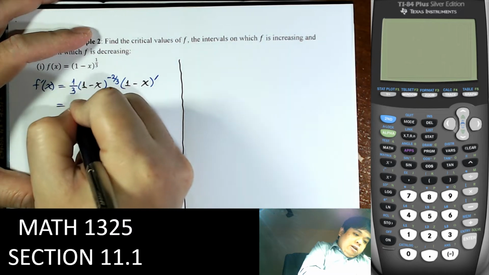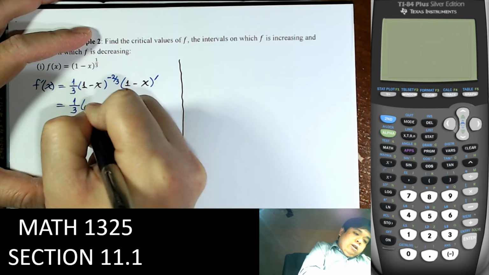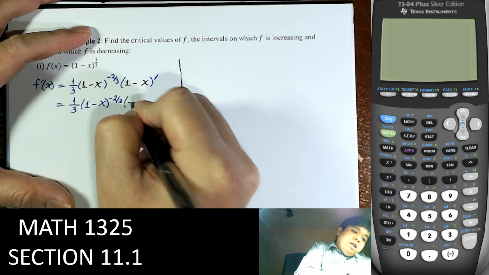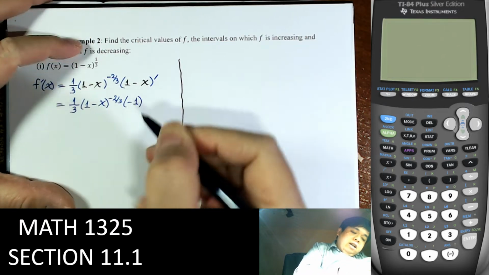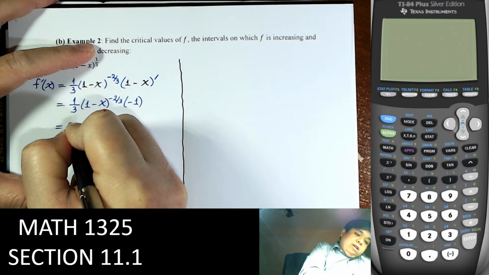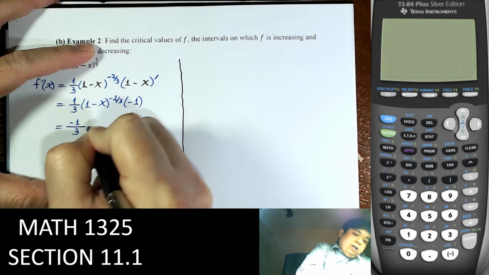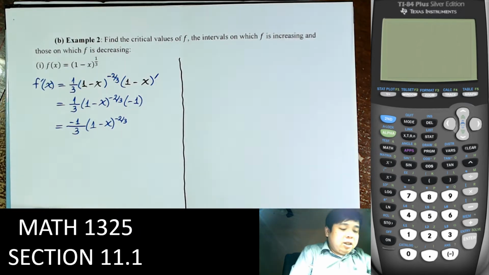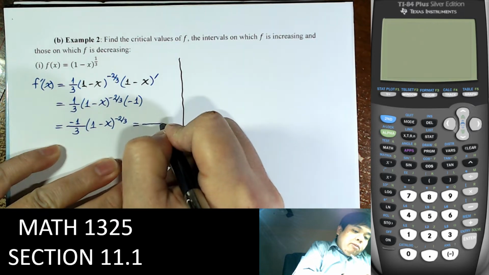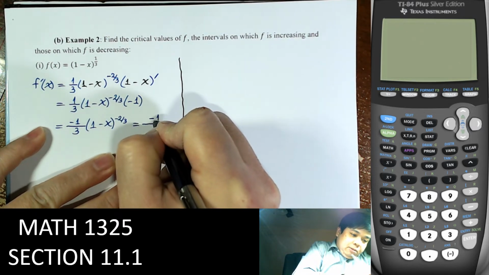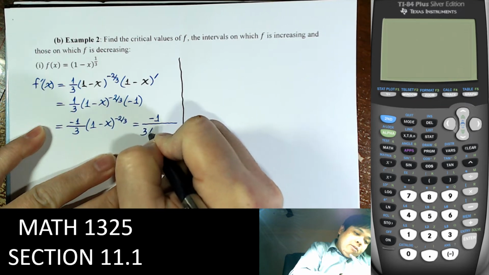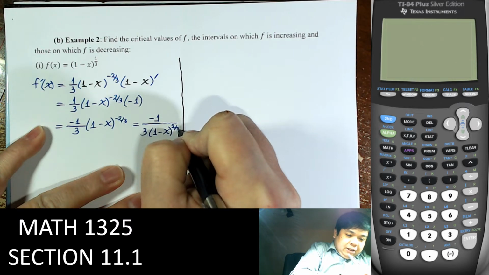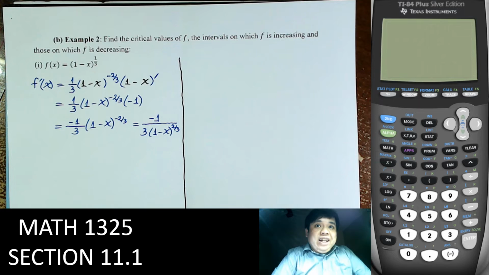Now, we have 1/3 times 1 minus x to the negative 2/3. The derivative of 1 minus x is negative 1. Negative times negative 1/3 gives us negative 1/3 times 1 minus x to the negative 2/3. A negative exponent we can move to the bottom, and the power turns positive. Alright, we really need that.